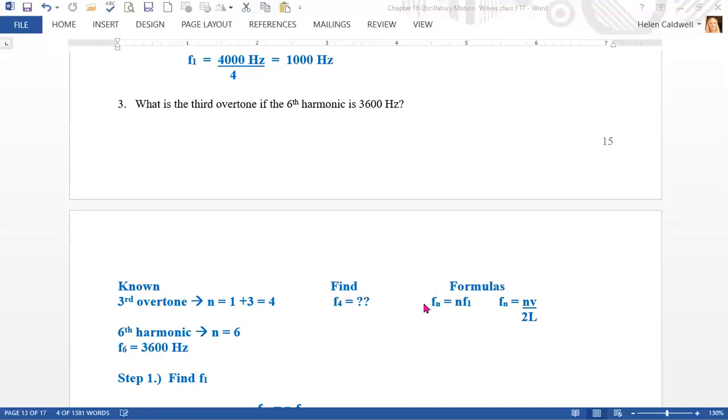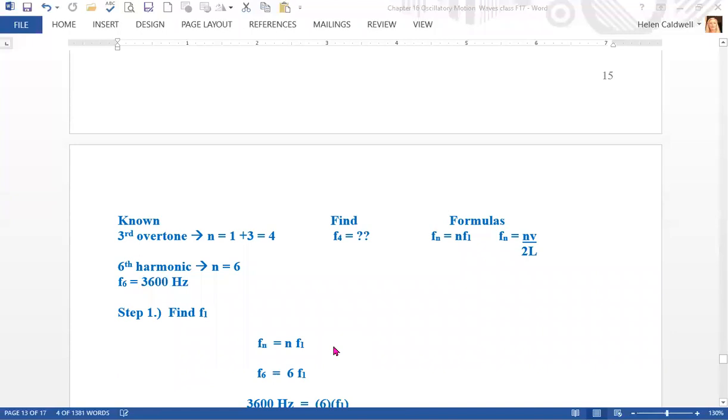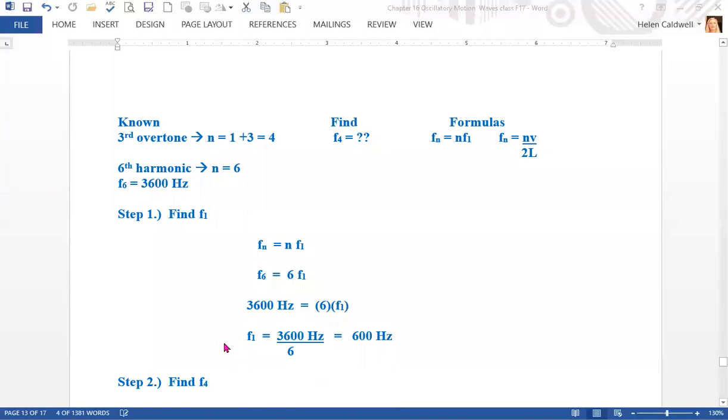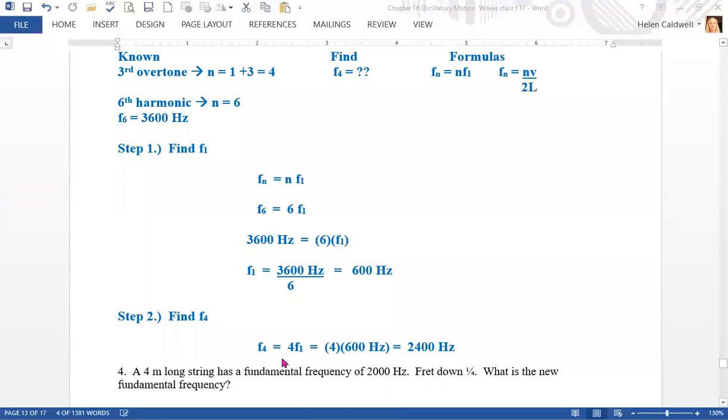The formula we need is Fn equals n times F1, and we can use that to find the fundamental, F1. So F6 will be 6 times F1. 3,600 hertz will be 6 times F1, divide by 6. We know the fundamental is 600 hertz. If you know the fundamental, you know every harmonic and every overtone. So once we know that the fundamental is 600 hertz, we can find F4 because it's going to be 4 times that. So F4 will be 4 times F1. 4 times 600 hertz is 2,400 hertz.